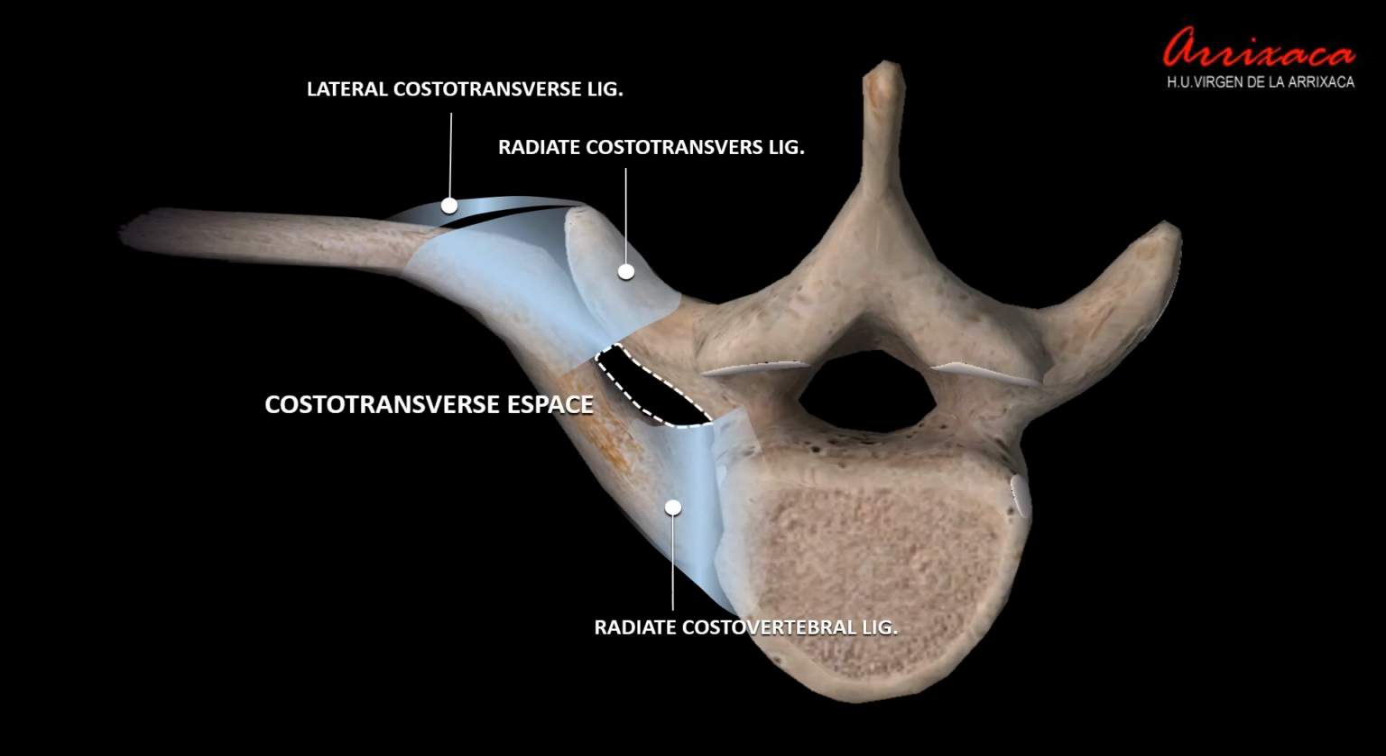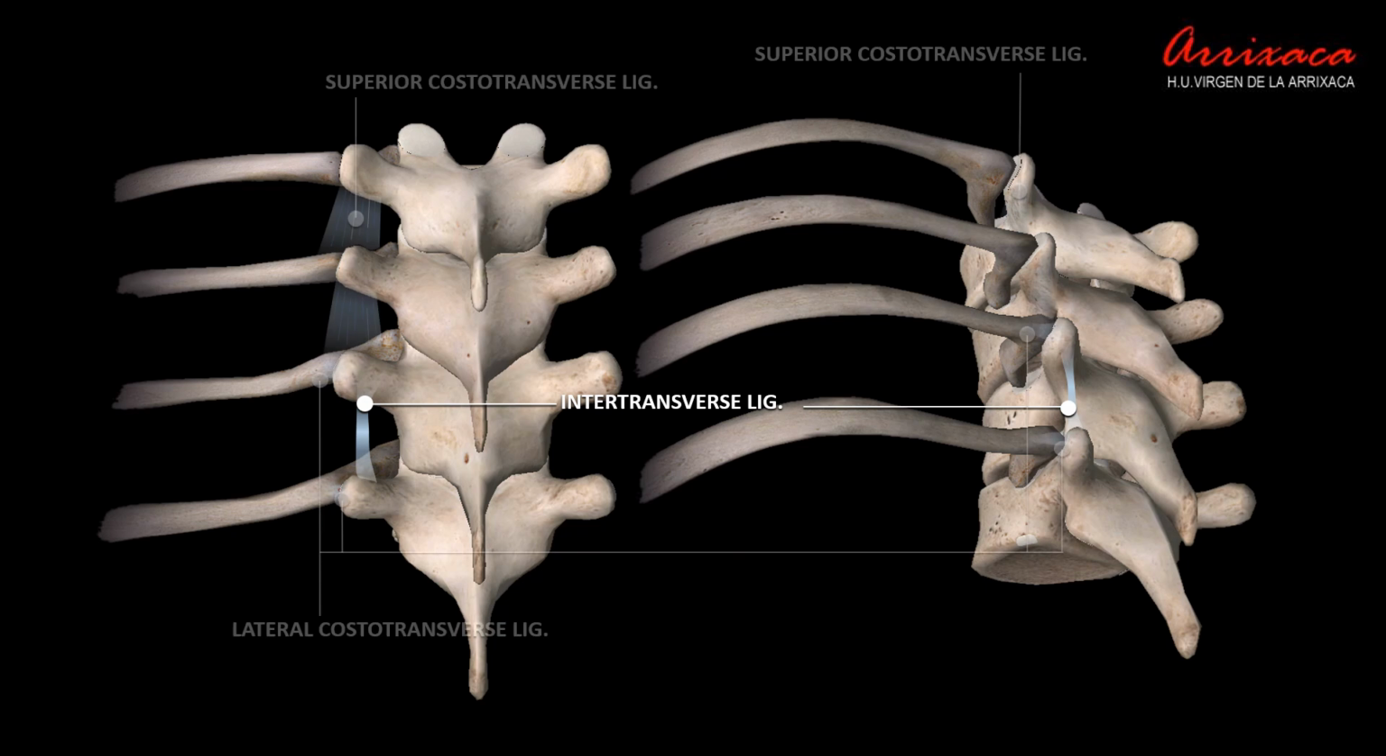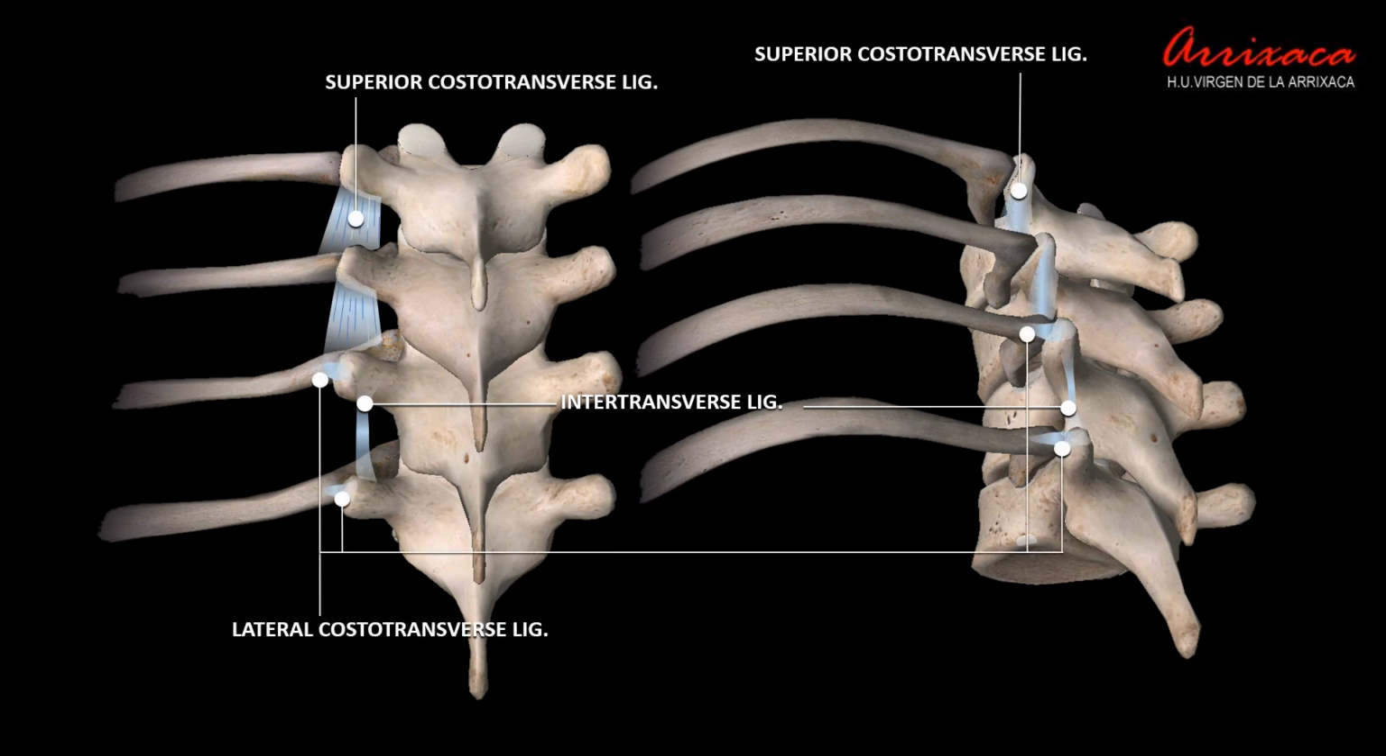Between both joints we will find what is called the costotransverse space, a space delimited by the transverse process and rib without interposed ligamentous structures. The intertransverse ligaments are fibrous bands that connect the transverse processes of two adjacent vertebrae. Their function is to provide stability to the spinal column and limit excessive lateral movement between the vertebrae. On the other hand, the superior costotransverse ligaments are powerful ligaments that extend from the transverse processes of the superior vertebrae to the rib immediately below. These ligaments have an important function in stabilizing the costovertebral joints.